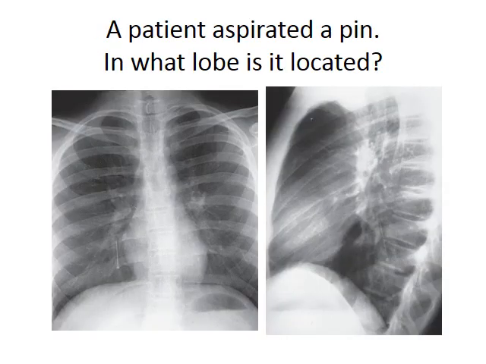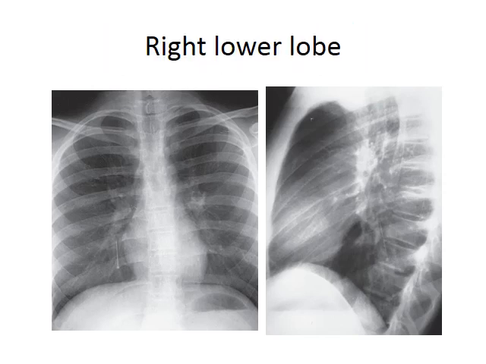So now coming to the question which I asked in the first slide. A patient aspirated a pin, in what lobe is it located? So it's very simple. It's the right lower lobe.